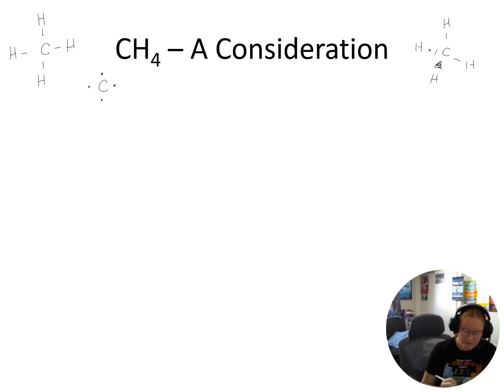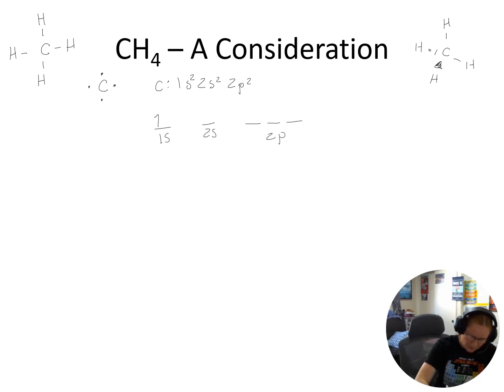When I look at the electron configuration of carbon, I get 1s2, 2s2, 2p2, which looks like this. 1s, 2s, and then 2p. All right, so 1s doesn't matter when it comes to bonding because those are core electrons, right? When we're looking at bonding, we're considering our valence electrons. So when I do my valence electrons, I get something like that.